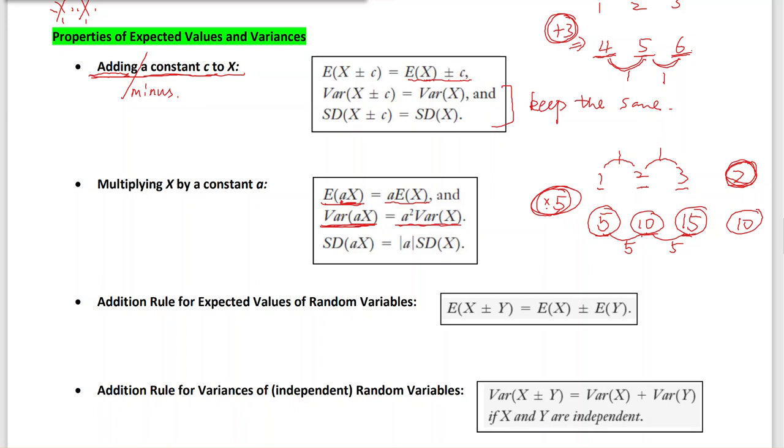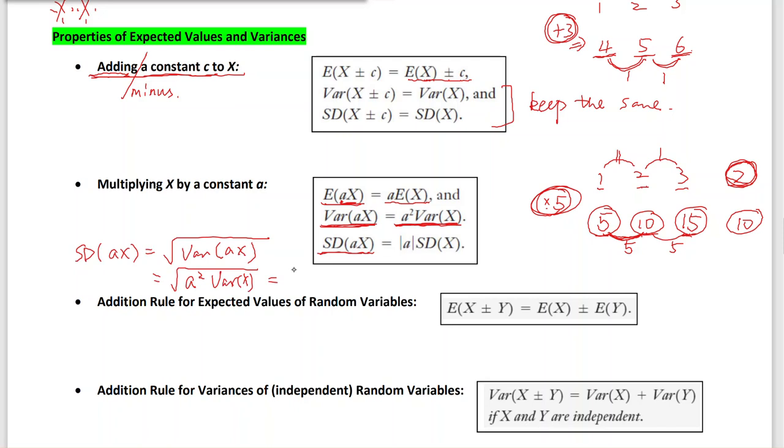right? Because the variance is the square of the deviation. So if the deviation just changes from 1 to 5, then the variance will change to A squared times the variance of X. Again, if the variance changed to A squared times the variance of X, the standard deviation of AX will equal the square root of the variance of AX, right? You will have the square root of A squared times the variance of X.